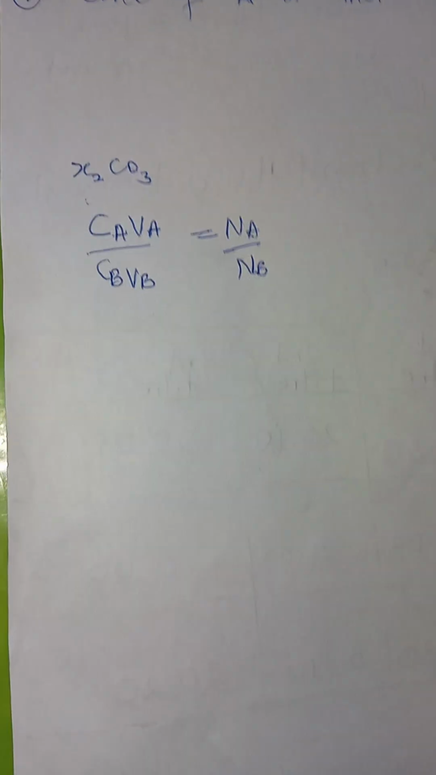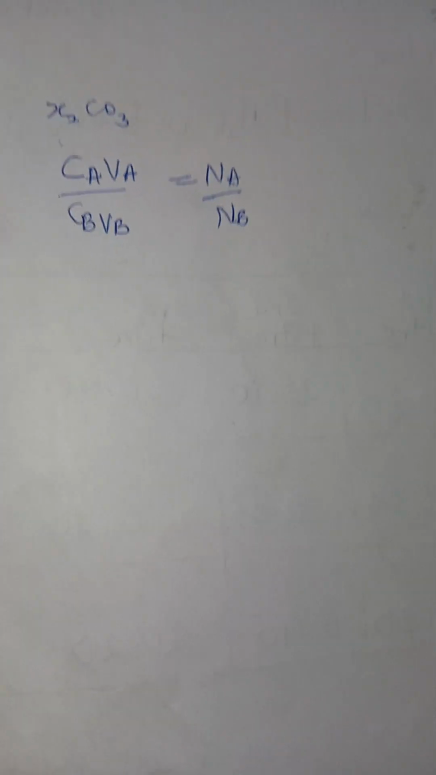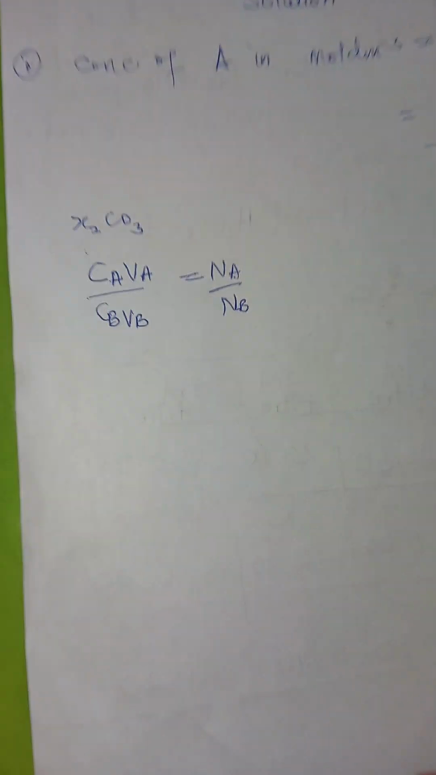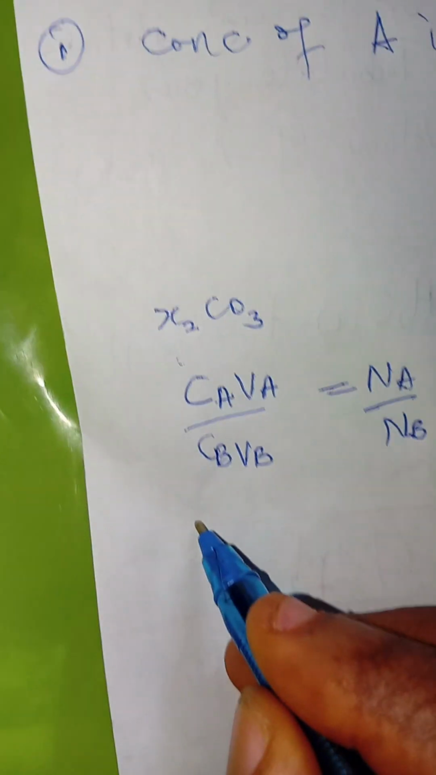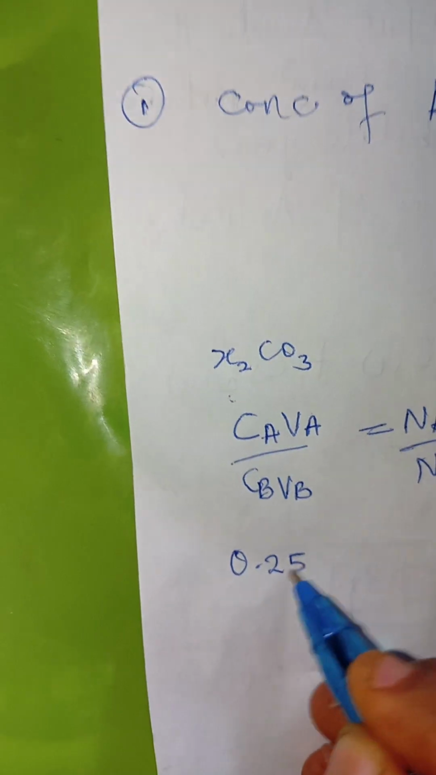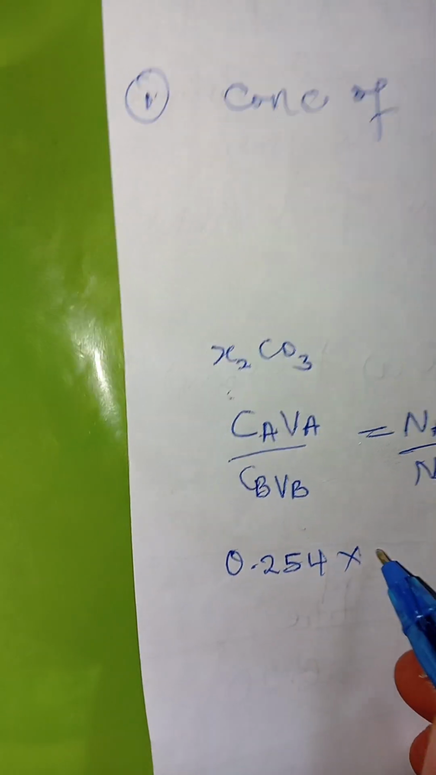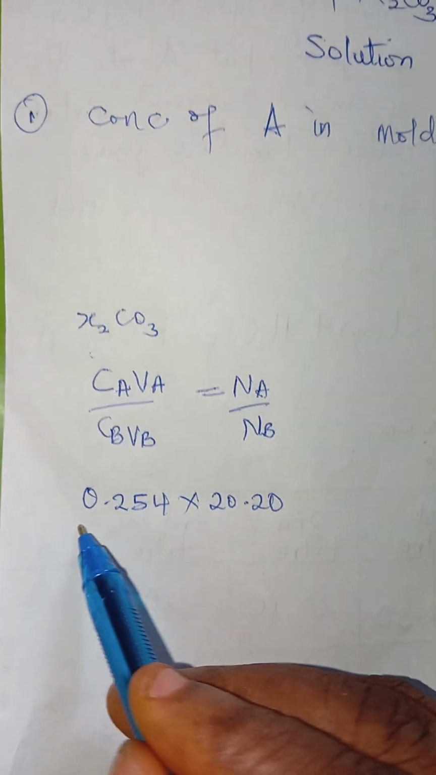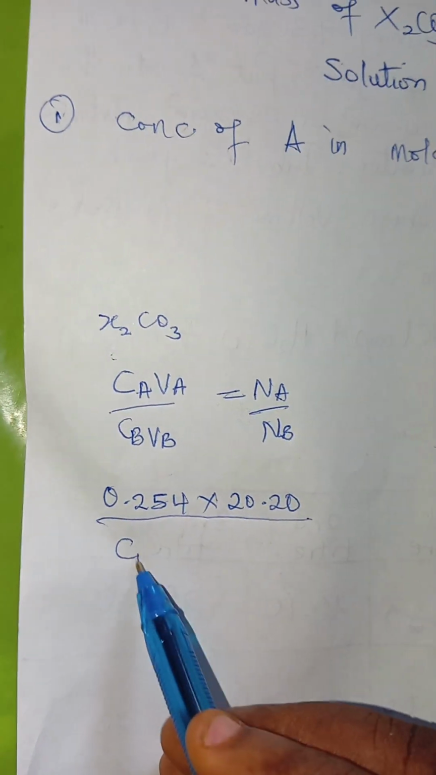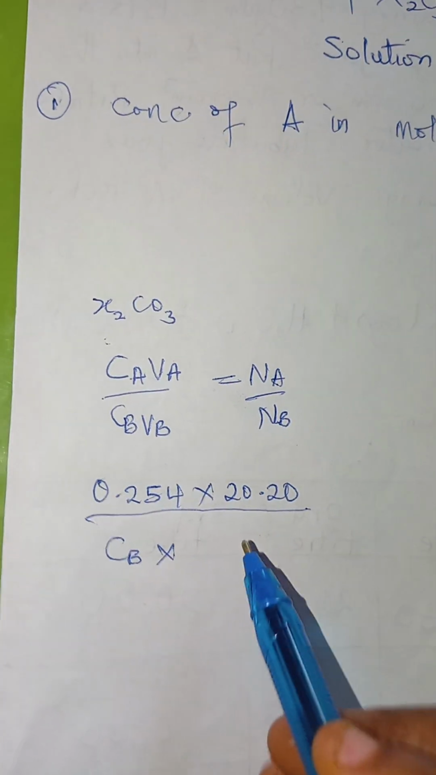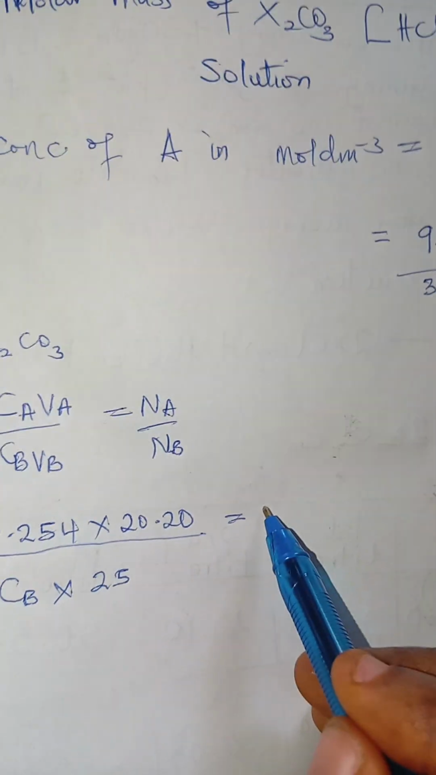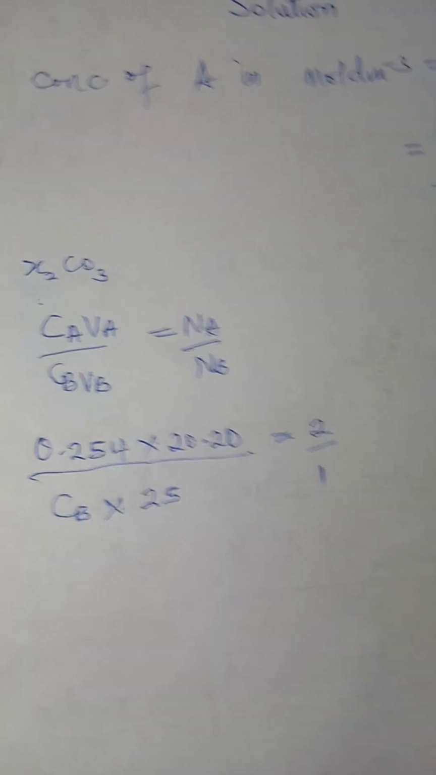They are gotten from what? A balanced chemical equation. Like I told you, the acid and base will be 2:1 from that balanced equation. So concentration of acid here is 0.254. Volume of acid, we got it to be 20.20, all over concentration of base, which is what we're looking for. Volume of base is 25. Number of moles of acid is 2 and that of base is 1.